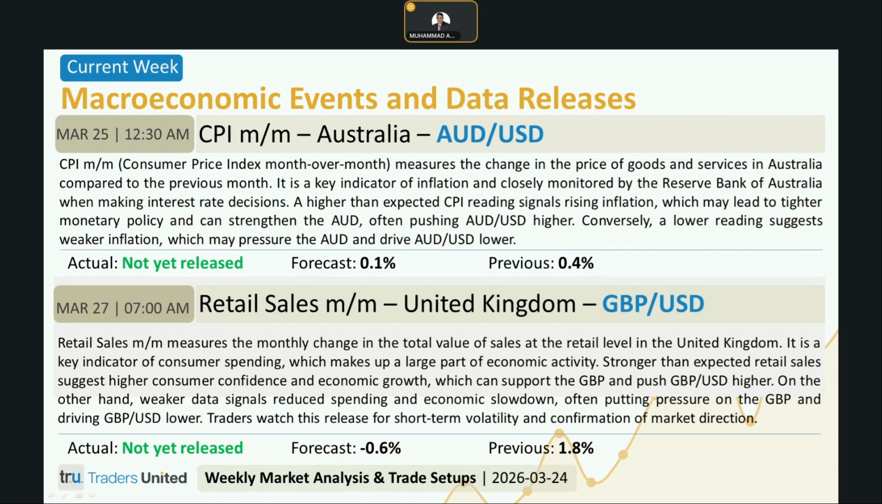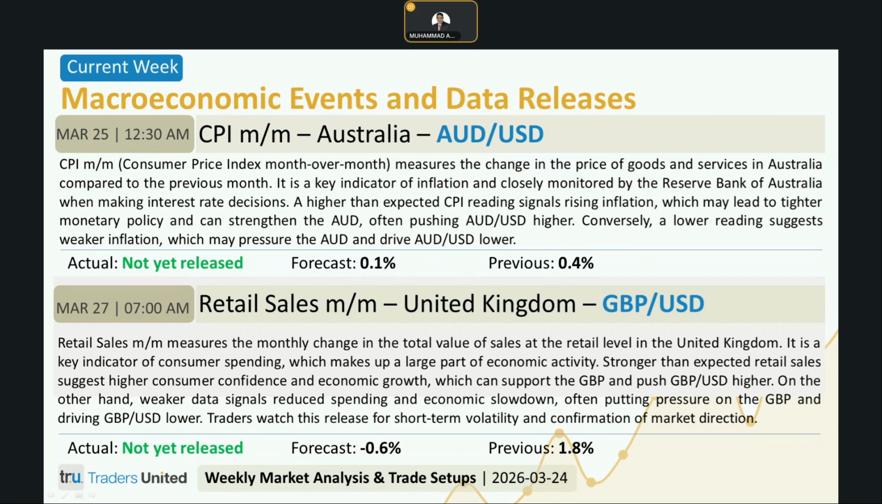Now, let's take a look at the event details. On March 25th at 12:30 a.m. UTC time, we're going to get this financial news release. The previous number was 0.4%. That's the CPI number. The forecast is 0.1%. The actual data is obviously not yet released, but it is going to be released on March 25th.